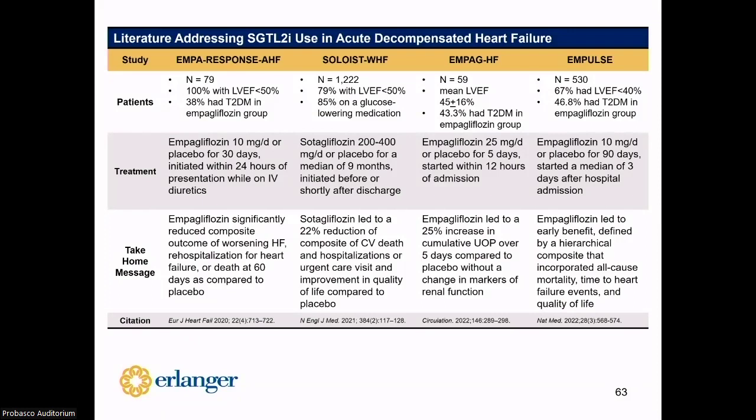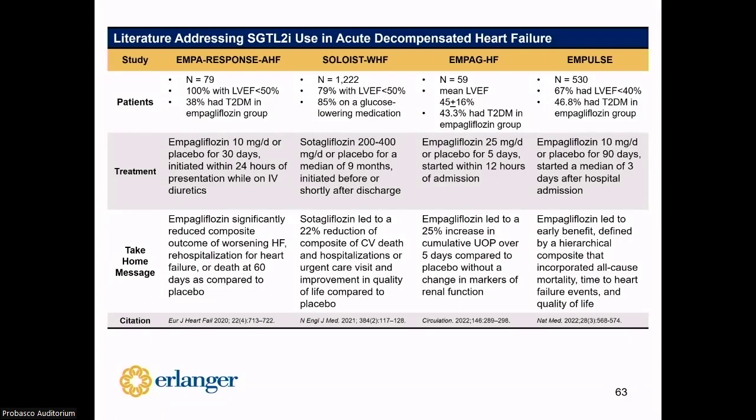Next, we'll go to the EMPAG-HF trial. This was done by Schulze and colleagues, and they randomized patients with acute decompensated heart failure, again with elevated BNP levels, within 12 hours of their hospitalization for the acute decompensated heart failure. They gave patients empagliflozin at 25 milligrams per day or placebo for 5 days. That was started within this 12 hours of admission, and found that empagliflozin led to a 25% increase in cumulative urine output over 5 days compared to placebo without any change in patient's renal function.